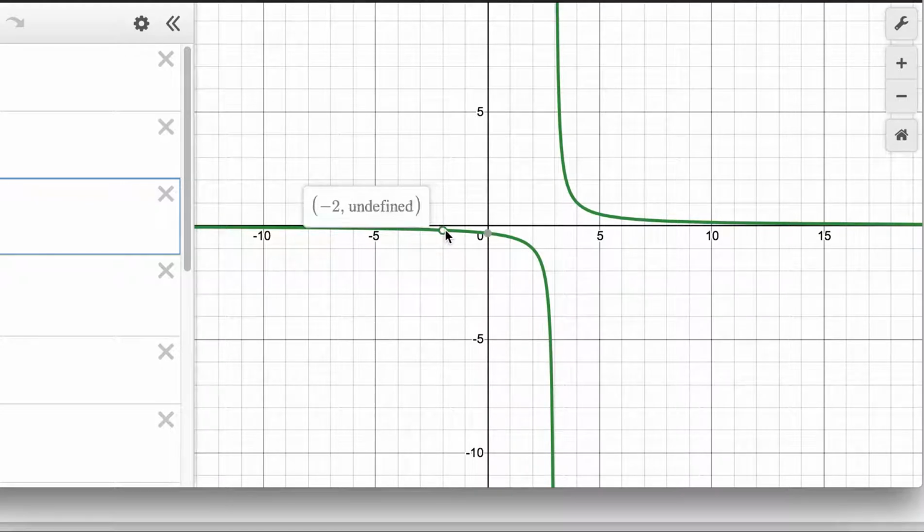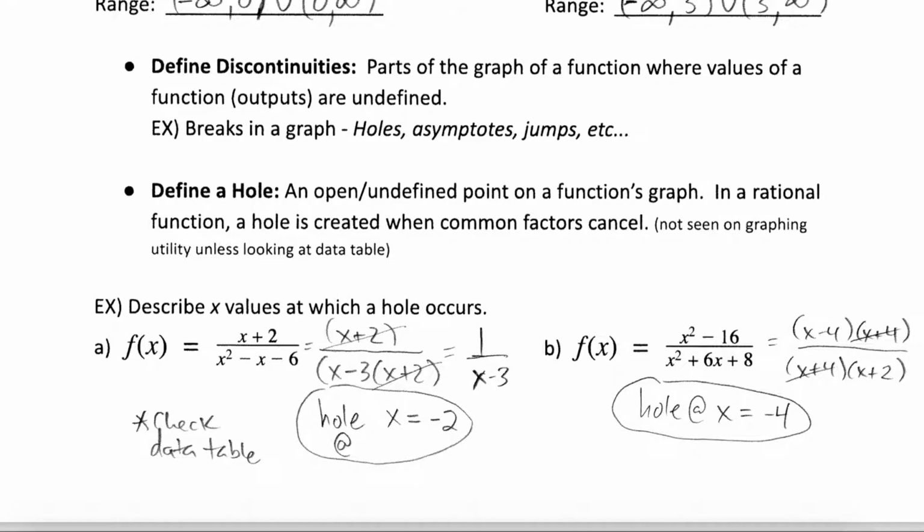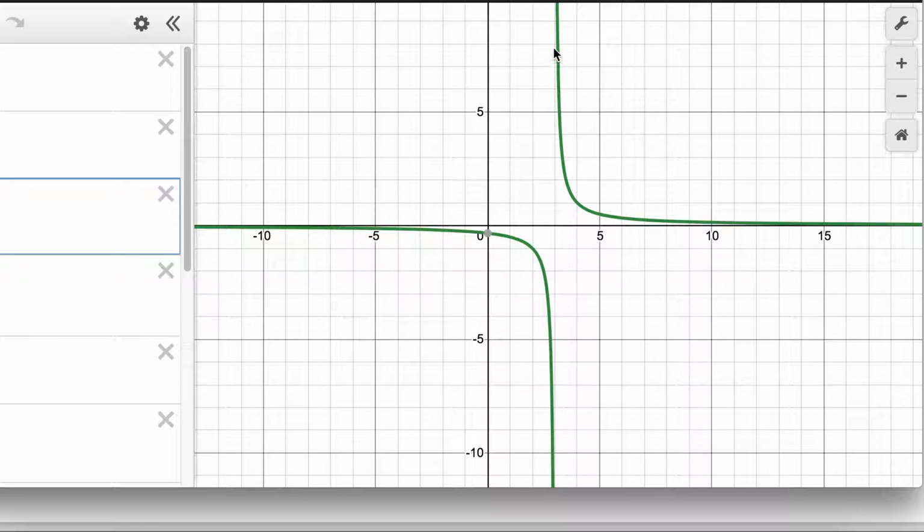and maybe on your data table it says error. So even though we can't see it on the graph, there is a hole in our graph occurring at negative 2. The reason why you see another 0 of the denominator there, another undefined value at 3, is because we have this vertical asymptote happening right there. But we'll do an example of that next.